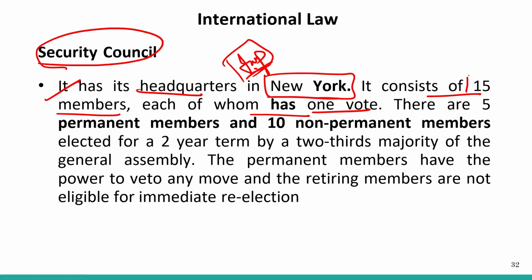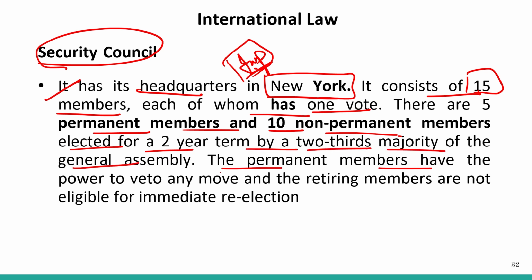There are a total of 15 members, each having one vote. There are 5 permanent members and 10 non-permanent members, elected for a 2-year term by a 2/3 majority of the General Assembly. The permanent members have the power to veto any move, and the retiring members are not eligible for immediate re-election.